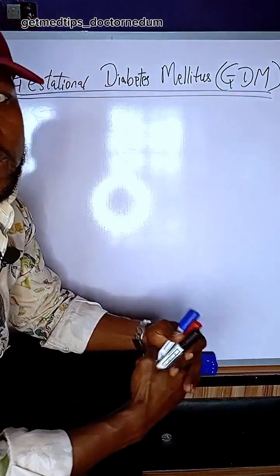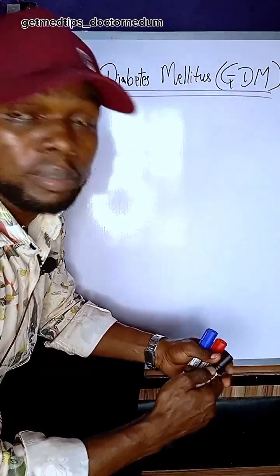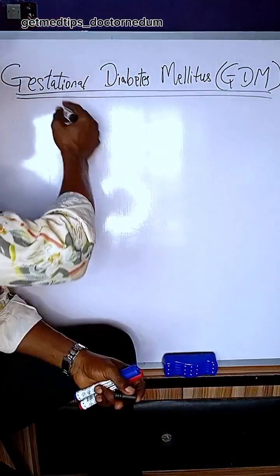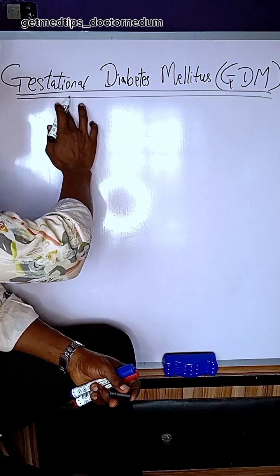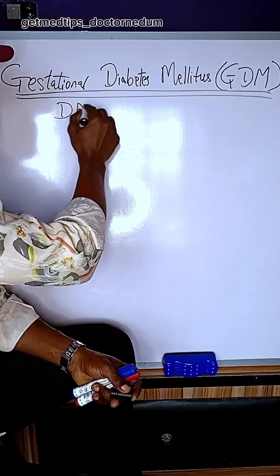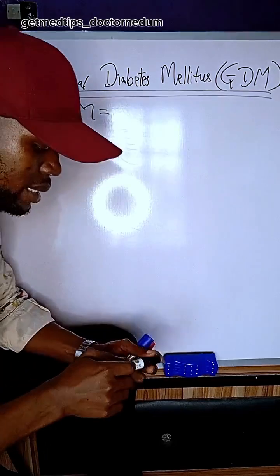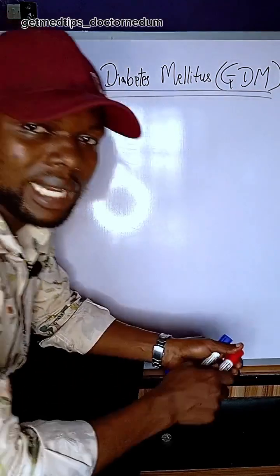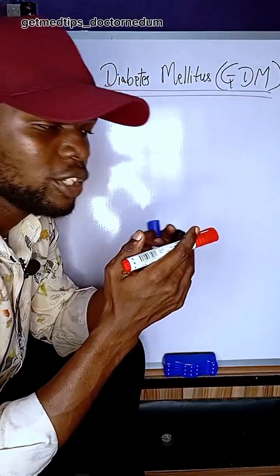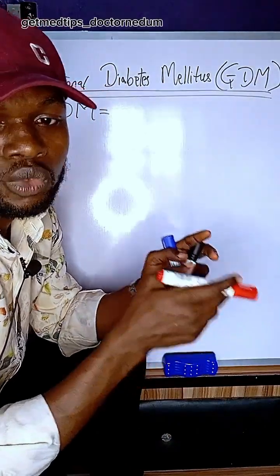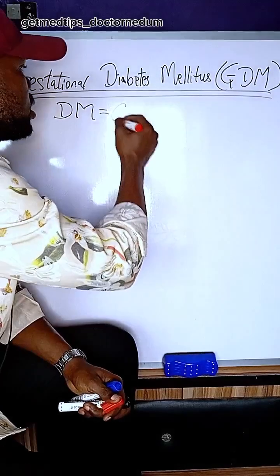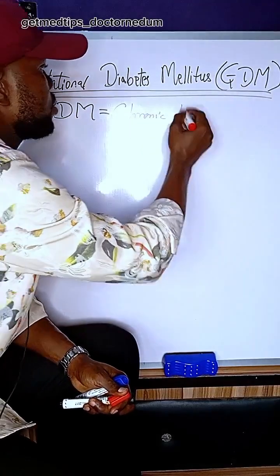So today we'll look at gestational diabetes mellitus. This is replying to a question I got from one of my followers on TikTok. We'll start by understanding first of all what is diabetes mellitus. Okay, so DM, diabetes mellitus. What is diabetes mellitus? Diabetes mellitus is a condition where there is chronic hyperglycemia as a result of insulin deficiency or insensitivity of insulin. So there is chronic hyperglycemia.